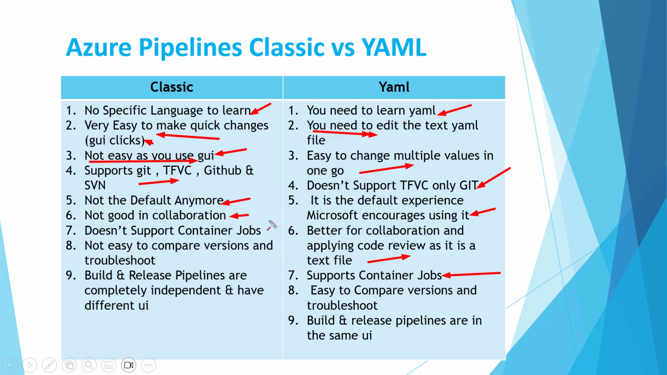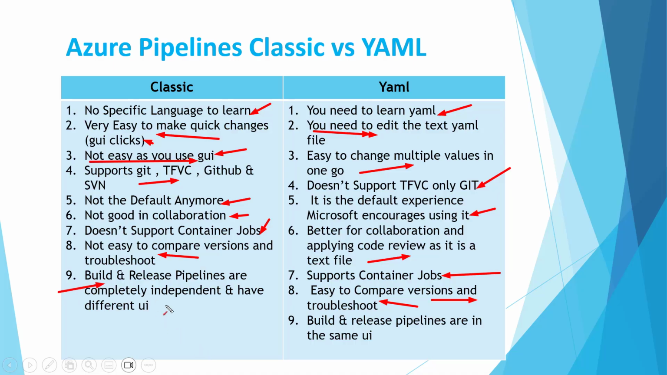But the classic pipelines doesn't support container jobs. It's easy to compare versions and troubleshoot any error in the YAML pipeline, but troubleshooting and comparing versions is not very good in the classic. By the way, classic pipelines have versioning. It's not like the version control system with Git, but classic pipelines have versioning. But to compare versions and troubleshoot, it will be much better to use the Git version control system with the YAML pipeline.